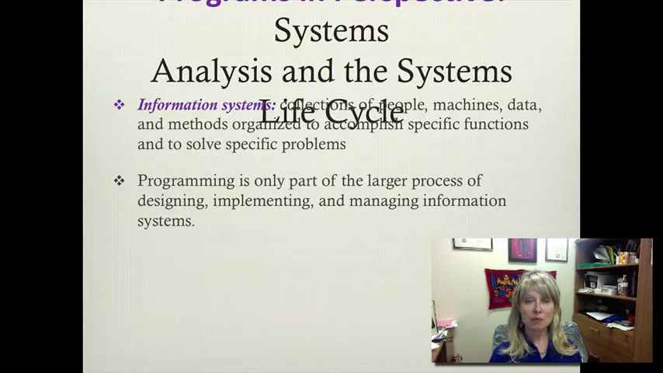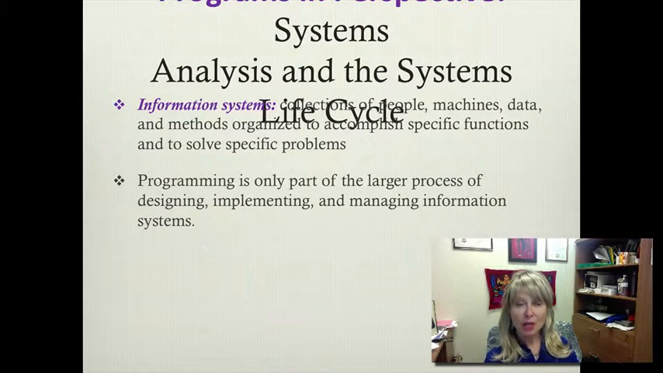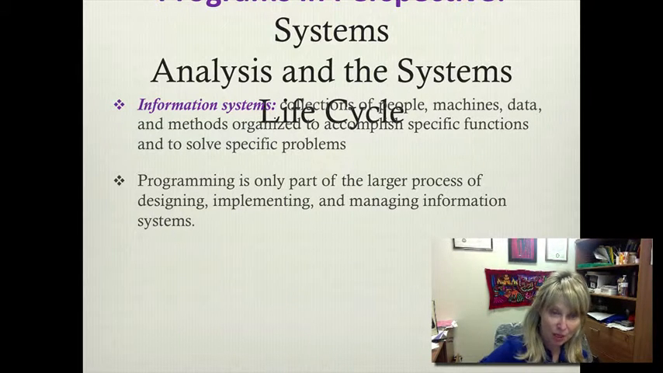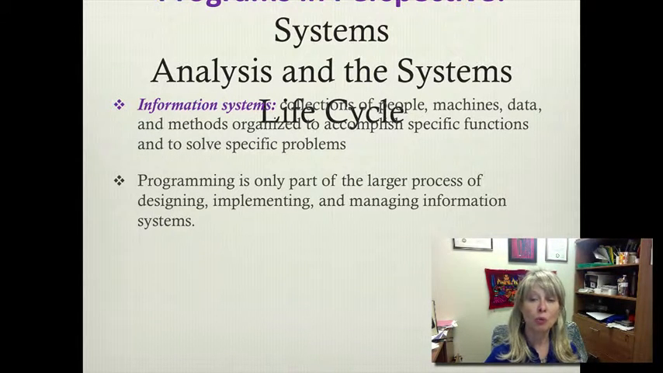Okay, systems analysis and lifecycle. Information systems, well, we can't read this at all, but information systems are a collection of people, machines, data, and methods organized to accomplish specific tasks. So information systems is a whole lot of things. That's very important, to solve specific problems. Keyword, solves. And programming is only one part of designing, implementing, and managing information systems.